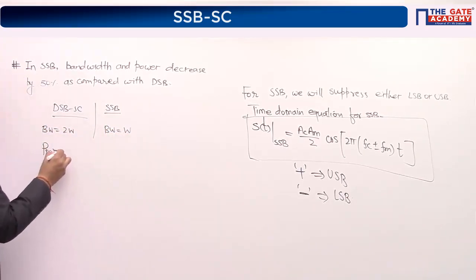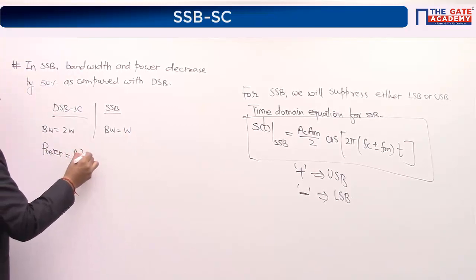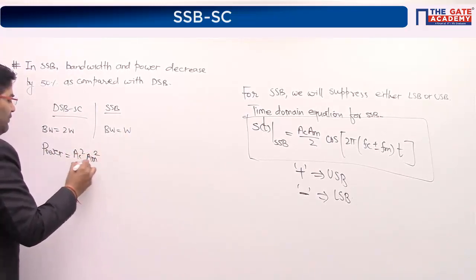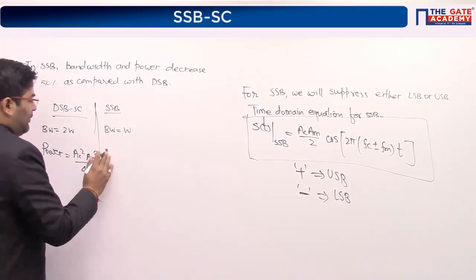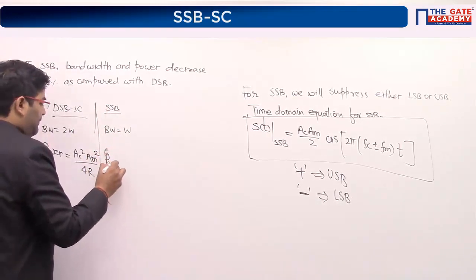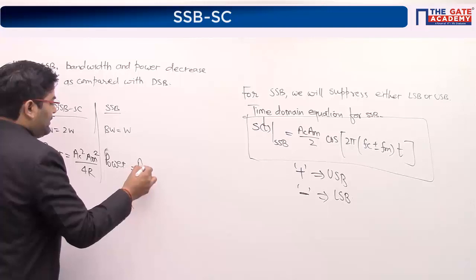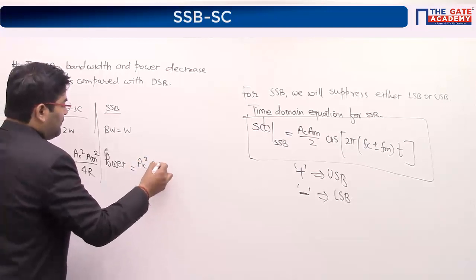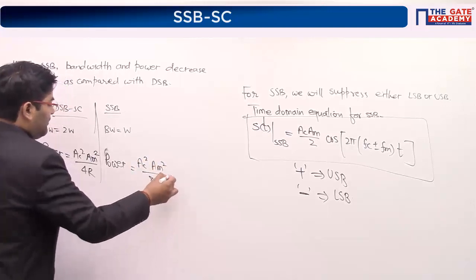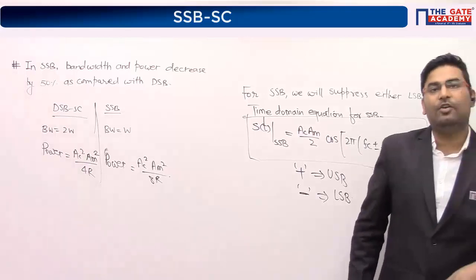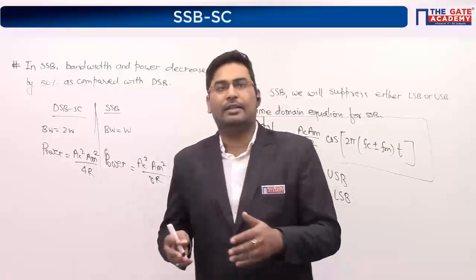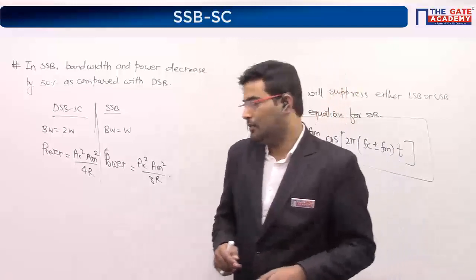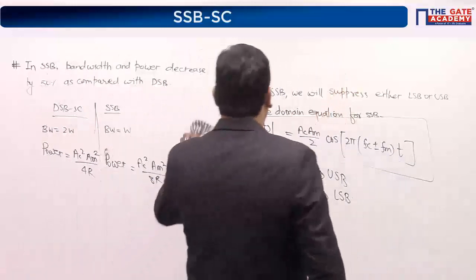Power: AC square AM square by 4R, and I will prove it, guys. It will be here power, it will be AC square AM square by 8R. Now we are going to do a comparison between AM, double sideband, single sideband in context of power. So we'll put another heading, guys.